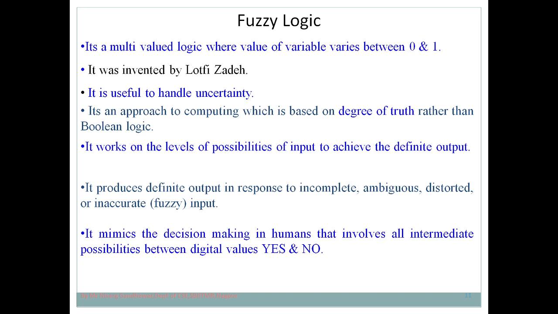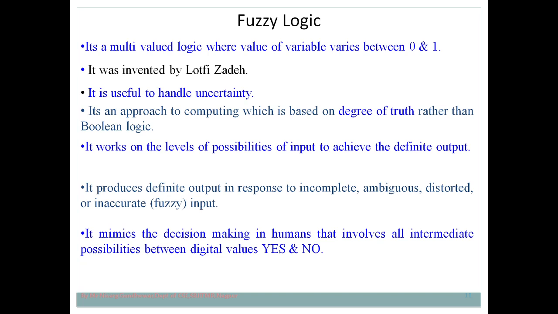Okay, so it produces a definite output for incomplete or ambiguous input. So in that case you are providing the input as the speed of a car. So speed is what? It is ambiguous, it is fuzzy in nature. Why am I saying speed of the car is fuzzy? Because I cannot guess the exact speed of a car. Okay, that's why I am saying that it is fuzzy, it is ambiguous. So fuzzy logic takes ambiguous input and produces somehow an approximate answer for that, and it mimics the decision making in humans. Just as I told you, fuzzy logic is used for decision making.